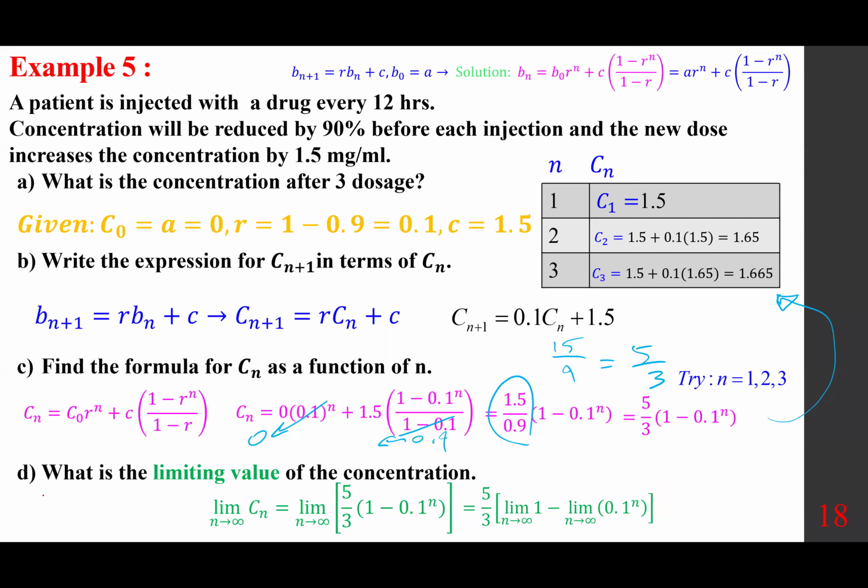Clearly, we should know this goes to 0 because 0.1 is between 0 and 1. This is 1. So simply 1 minus 0, 1 times 5/3. 5/3, and it's a good idea to write the units. Milligrams per milliliters.